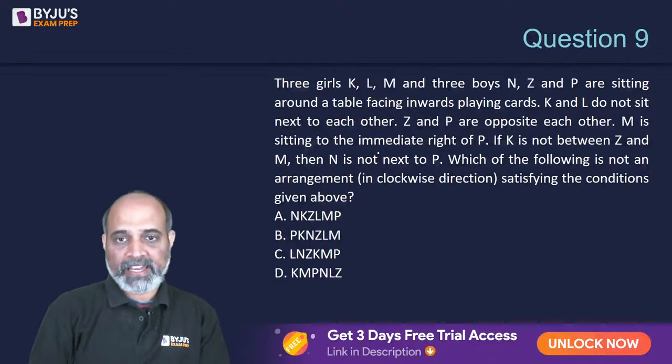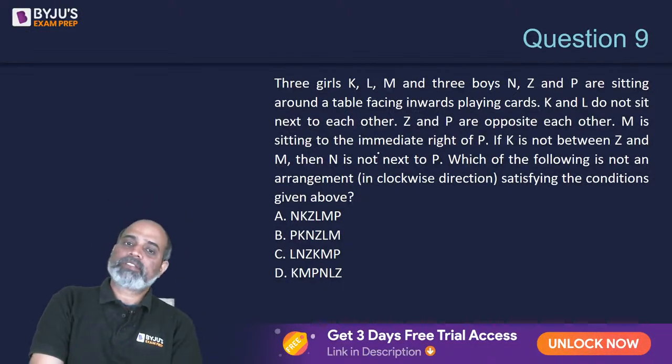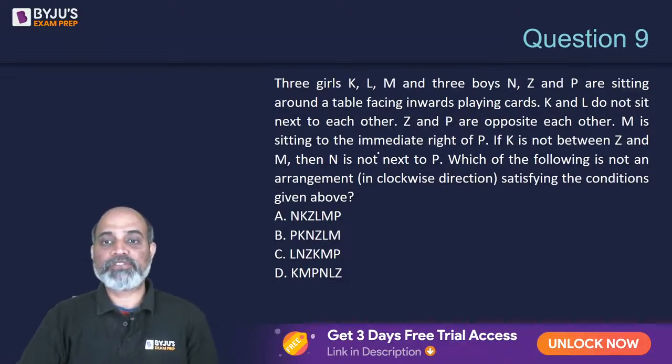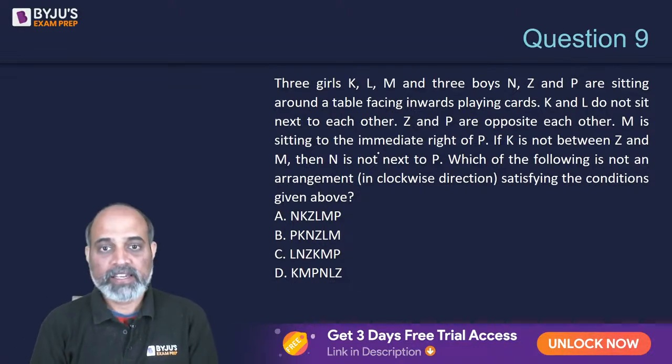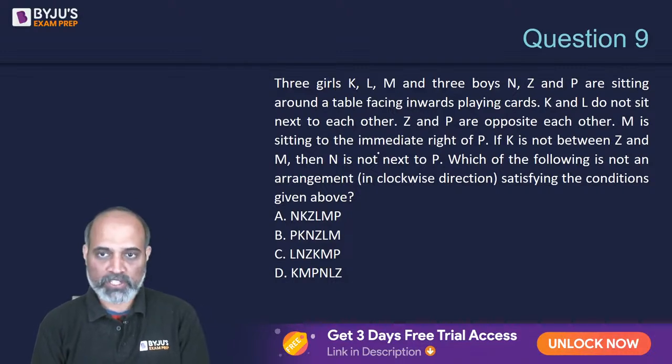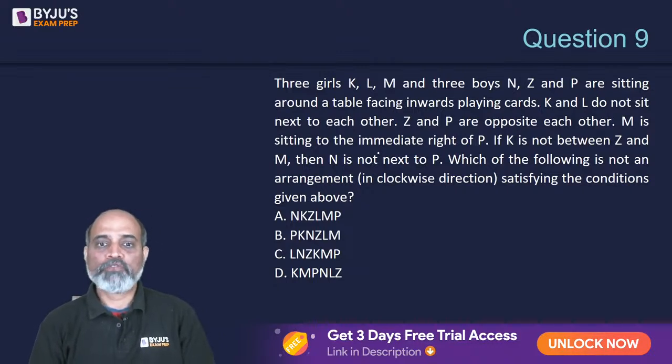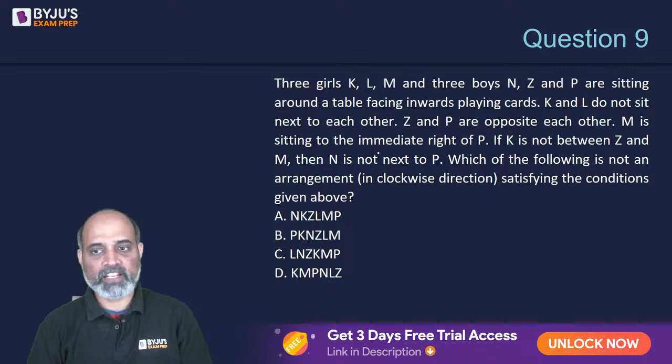Okay. Next, 3 girls, K, L, M, and 3 boys, N, Z and P, are sitting around a table facing inwards playing cards. K and L do not sit next to each other. Z and P are opposite each other. M is sitting to the immediate right of P. K is so on and so forth. Which of the following is not an arrangement satisfying the conditions given above?